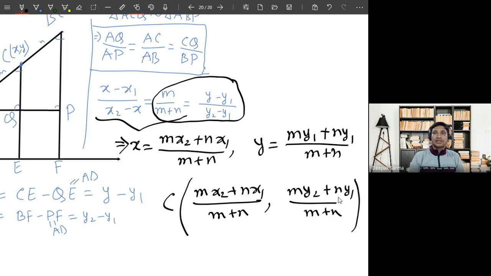So if the point C divides the line segment AB in the ratio M is to N, then its coordinates are (M x2 plus N x1) by (M plus N) and (M y2 plus N y1) by (M plus N).